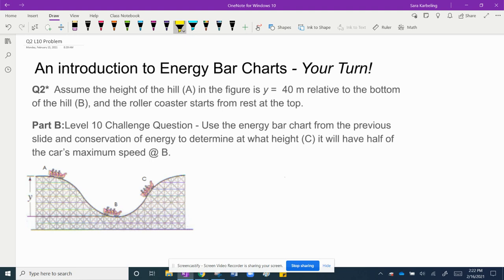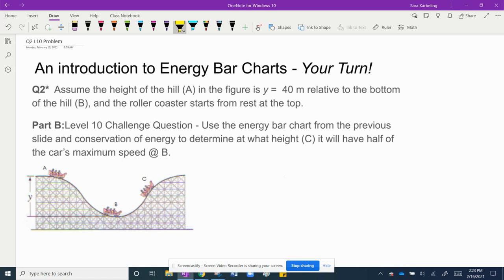Hey there, physicists. Let's go through one more level 10 challenge question from the energy bar charts pair deck. So this was the second question that we had. So it's just a different little piece of the roller coaster. It says, assume the height of hill A in the figure is 40 meters relative to the bottom of hill B, and the roller coaster starts from rest at the top.